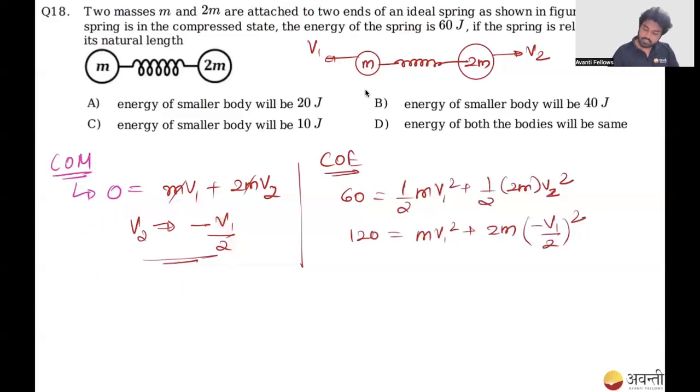Okay, so now from here I can say m v1 square plus 2m v1 square upon 4. So this will be 3 by 2 m v1 square, which is equal to 120. So from here we cannot put the value of the masses, but we can get the value of half m v square.